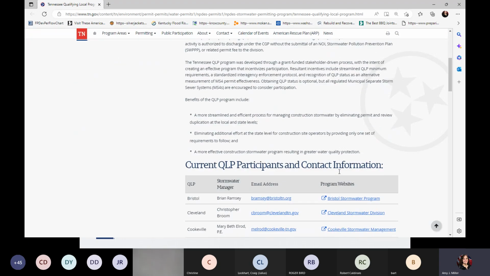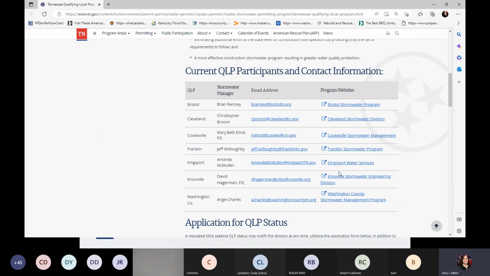And then if you are a participant, there's contact information here. So there are a few communities: Bristol, Cleveland, Cookeville, Franklin, Kingsport, Knoxville, Washington County. There's information on here that you guys can take a look at. And then it also has your stormwater manager, their email address, and information on here about what some of the standards are for that.